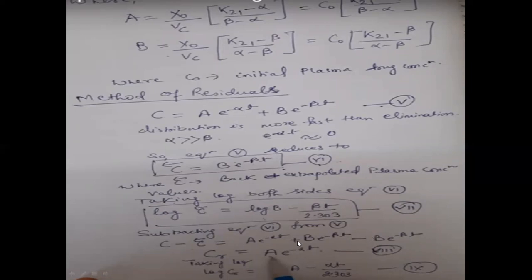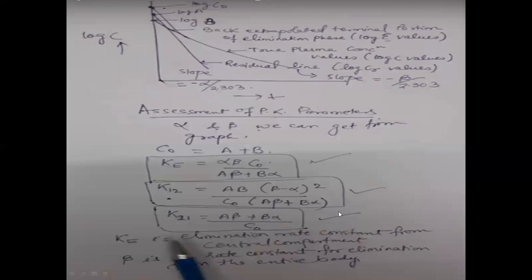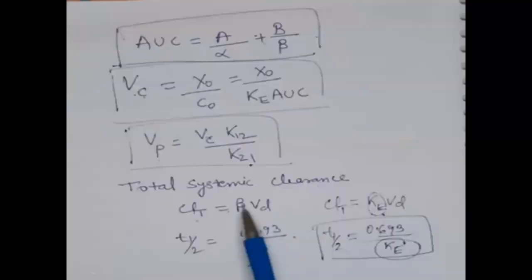So when you take the logarithm, we get these equations. And when you take the graph, with x-axis as time, slope minus alpha by 2.303, and the y-axis as log concentration, this is the graph we will get. From the graph, we will get the formulas like C0, elimination half-life, K12, K21, and also area under the curve. So this is about the two compartment open model IV bolus administration.